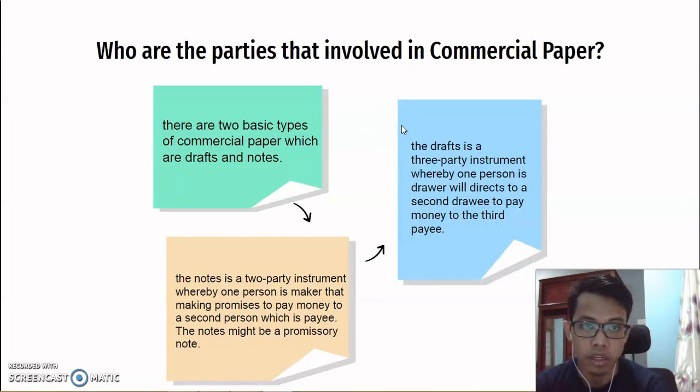Who are the parties involved in commercial paper? There are two basic types of commercial paper, which are draft and note. The note is a two-party instrument whereby one person, the maker, makes a promise to pay money to a second person, the payee. The note might be a promissory note. The draft is a three-party instrument whereby one person, the drawer, will direct a second, the drawee, to pay money to the third, the payee.